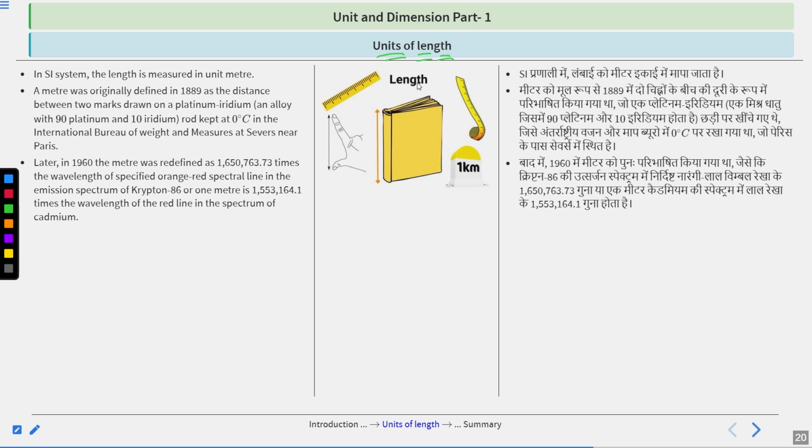A meter was originally defined in 1889 as the distance between two marks drawn on a platinum-iridium rod, an alloy with 90% platinum and 10% iridium, which was kept at 0 degrees Celsius in the International Bureau of Weights and Measures at Sèvres near Paris, in France. And this is the main area from where the international system of units, often called SI units, was derived.